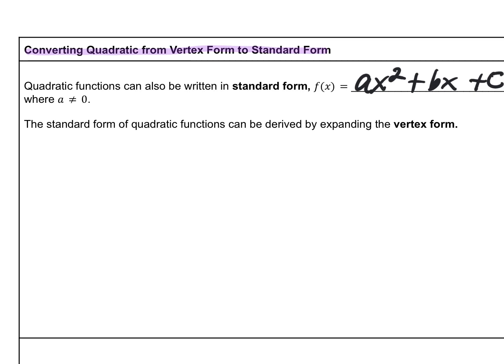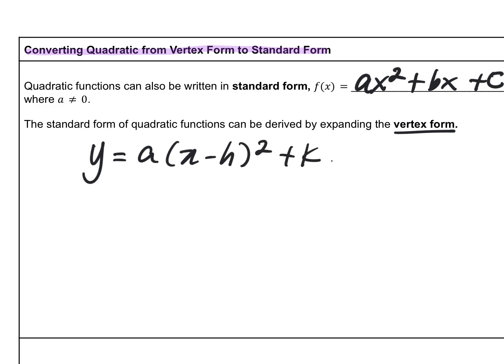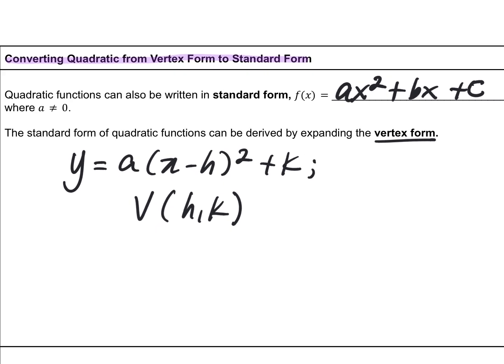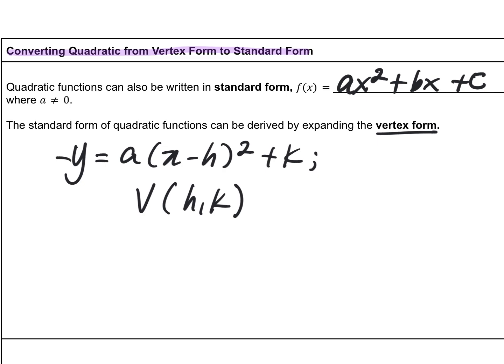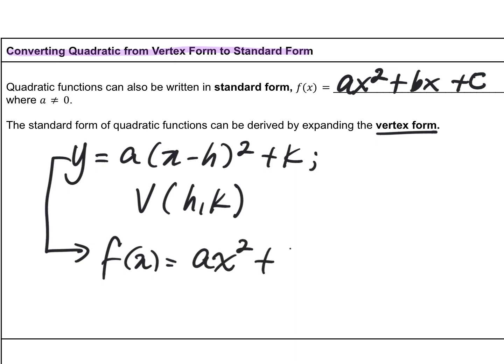So in our earlier studies of this quadratic, we actually used the vertex form, which is a times (x minus h) squared plus k. And in here, we came to know that the vertex is located at (h, k) of our equation. So from this lesson, we're going to now convert this vertex form into its standard form, which is f of x is equal to ax squared plus bx plus c.